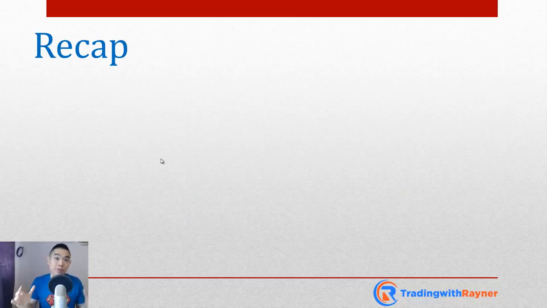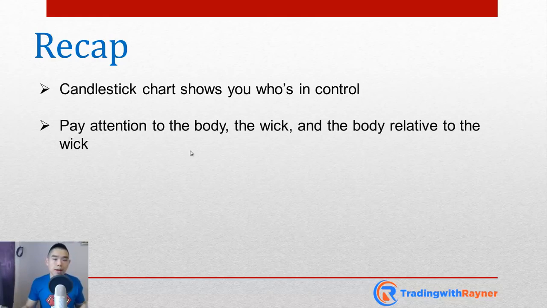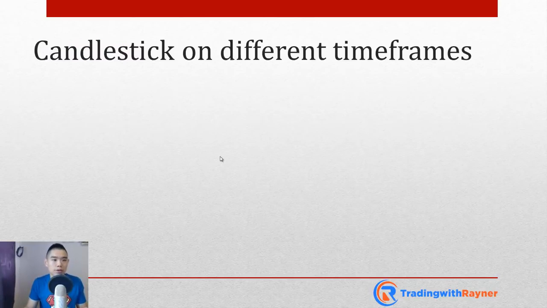So now let's do a quick recap, shall we? A candlestick chart shows you who's in control. Remember, I said pay attention to the body, the wick, and the body relative to the wick. That is important as well, because you can have a bullish close, but if your wick is much longer than the body, it's still a sign of price rejection. Okay? So moving on, candlesticks on different time frames.